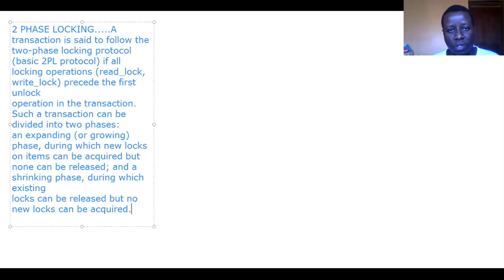That's two-phase locking. So that's two-phase locking.